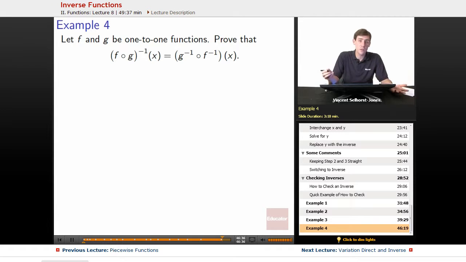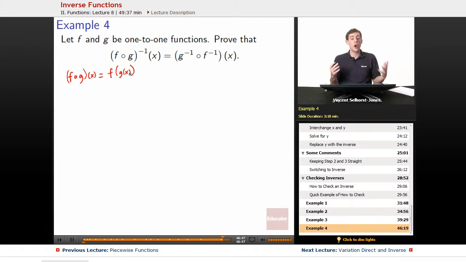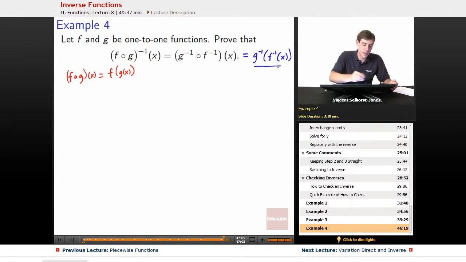So if that's the case, let's remind ourselves from composition, f composed with g acting on x is equal to f of g of x. Now, I said before, it makes things always easier to see it in that format. So what we want to show is that g inverse composed with f inverse, g inverse on f inverse on x, is an inverse to that guy over there.